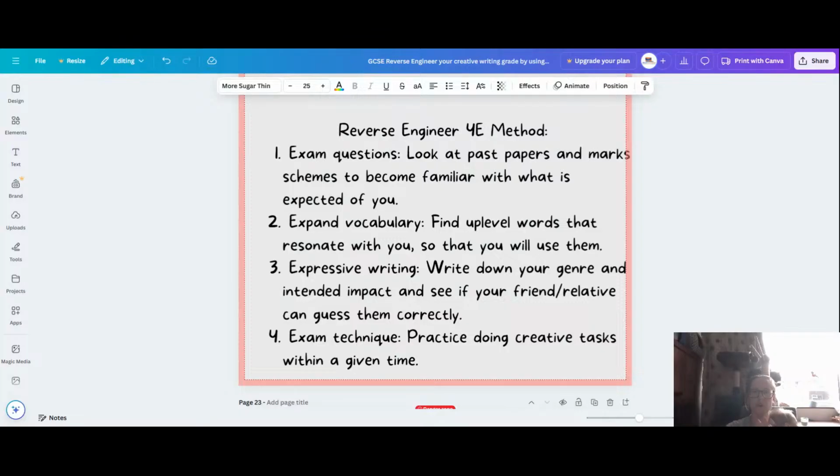And remember to go through your own work, go through your child's work. You can do that together with them. Look at any words that they routinely use or any words that you think, actually, is there a better way of describing this? Think about it as expressive writing. Write down your genre and intended impact and see if your friend or relative can guess them correctly. And 4, exam technique. Practice doing creative writing tasks within a given time. This will give you the ability to think on your feet.